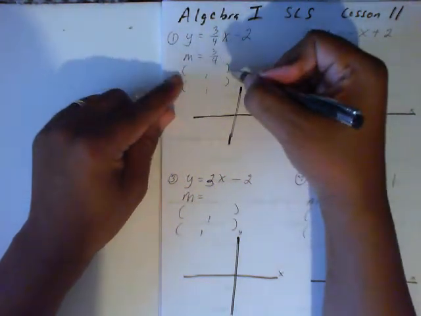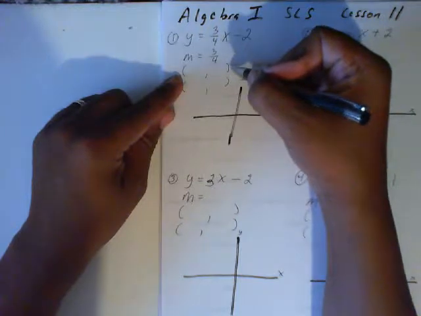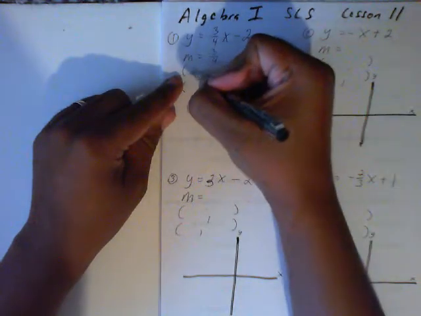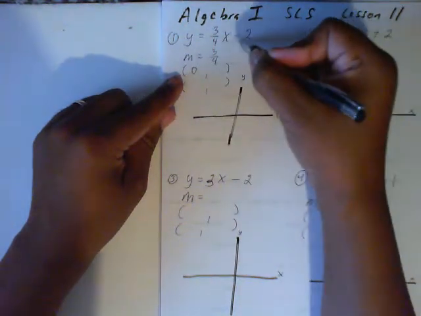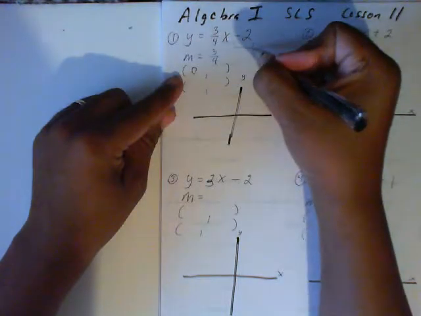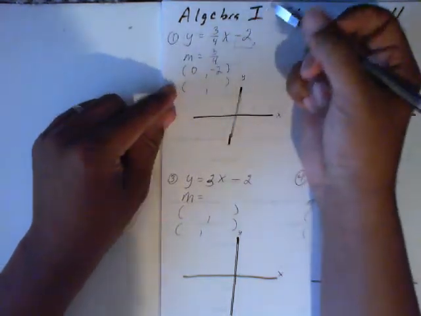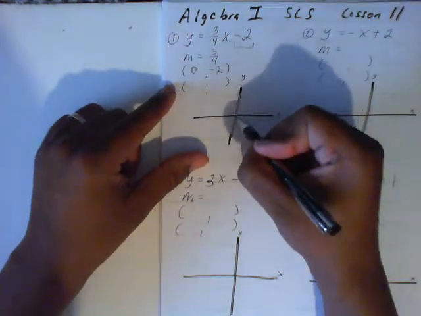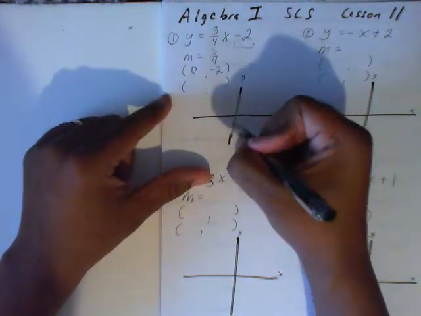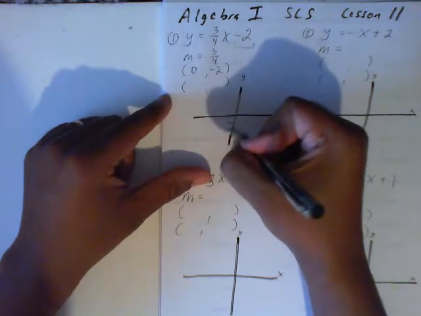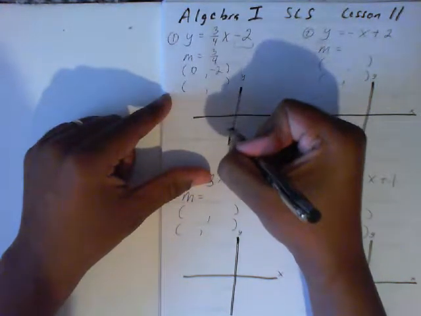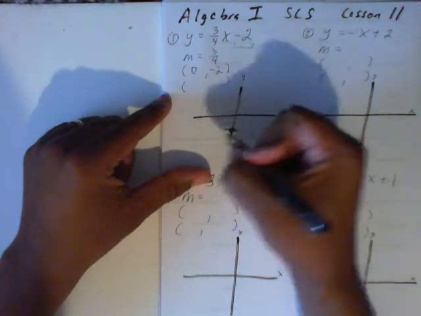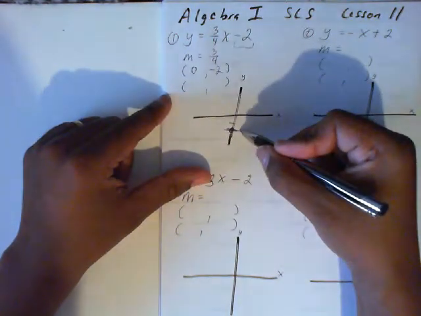The first point that we're going to create will be the y-intercept, which always leads with x is 0, and then the y part comes from here, -2. So I'm going to graph x at 0, y at -2. And there's the point. That's 0, -2.